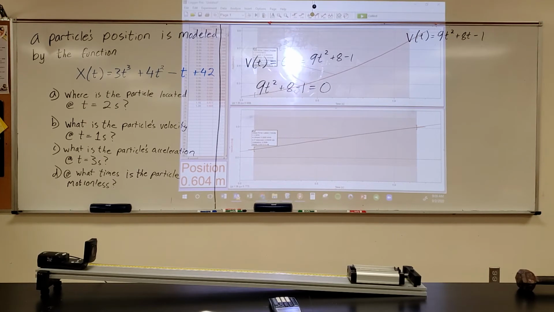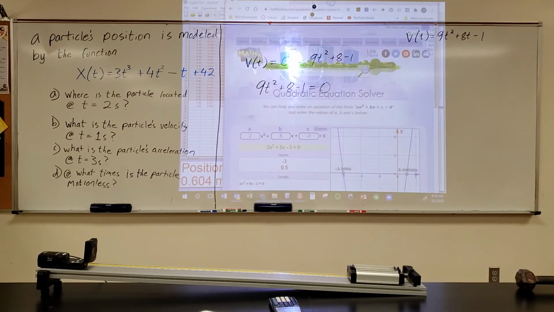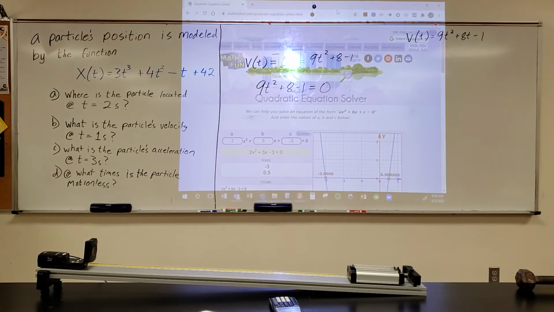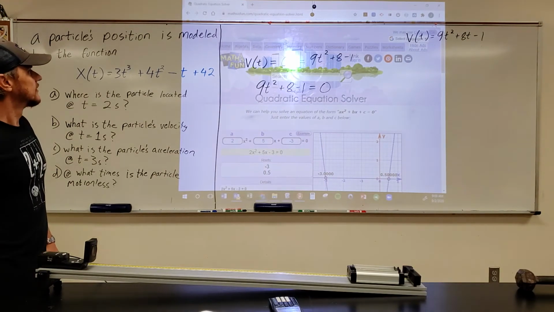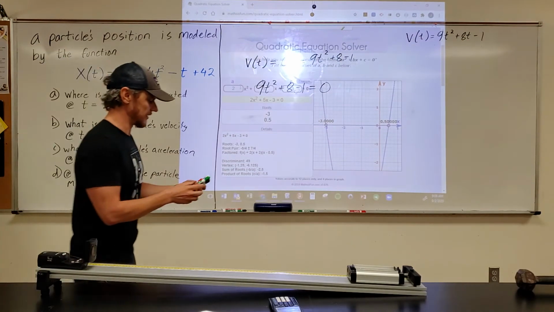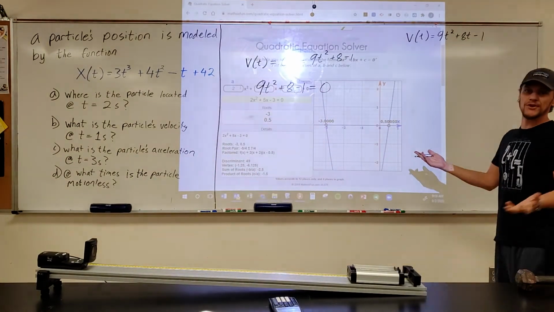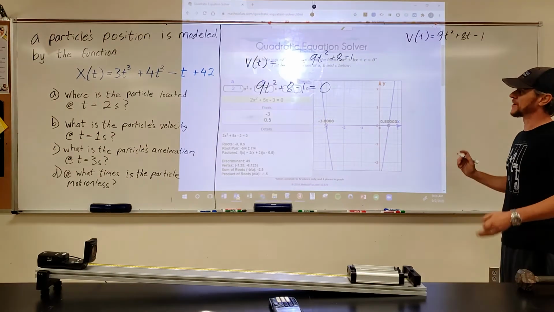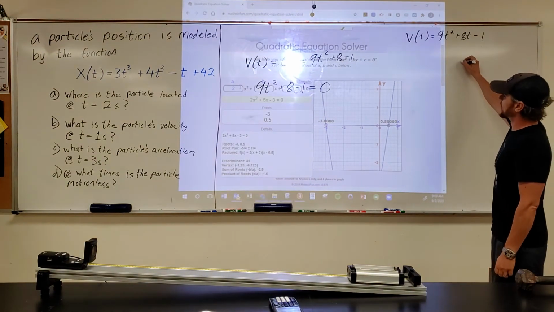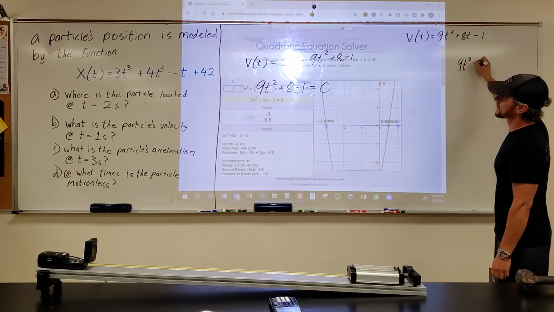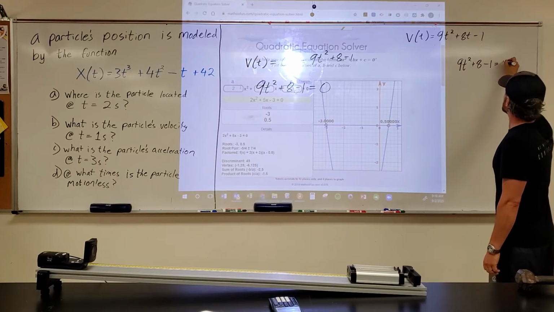You're free to use any quadratic solver. You have quadratic solvers in your calculators. You can use quadratic solvers that you might find online. This is one that I tend to use quite often when I need to solve a quadratic. And you might have asked before, why do we solve quadratics? Why do you have to learn them? Well, if you're doing physics, we find that quadratics pop up quite a bit. And so solving those equations is pretty important. So I have 9t squared plus 8t minus 1 equals 0.